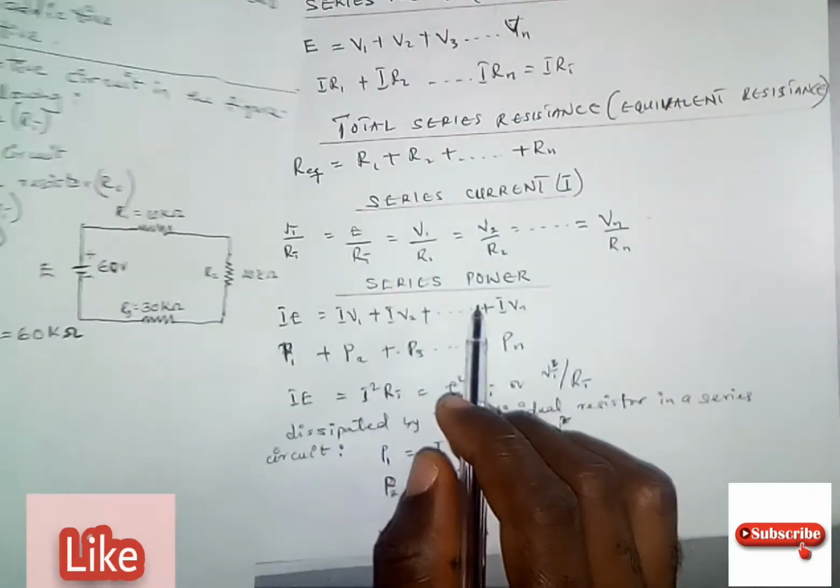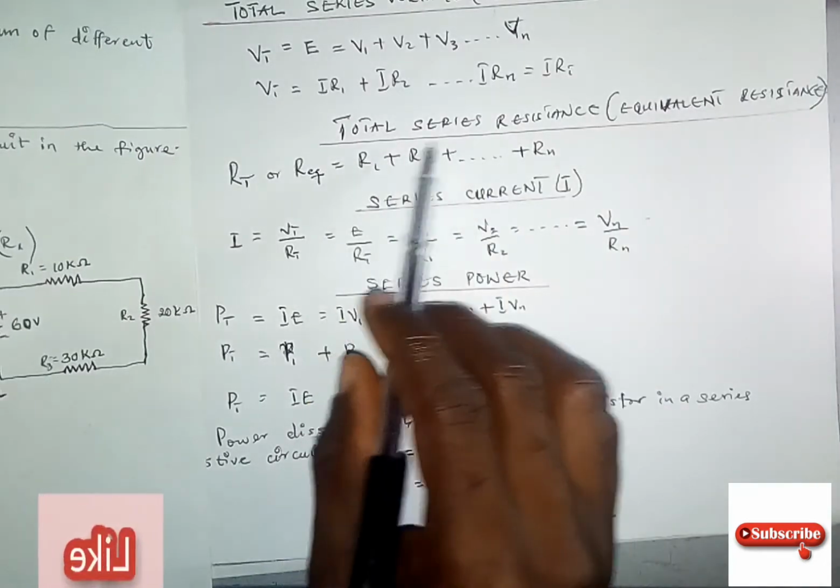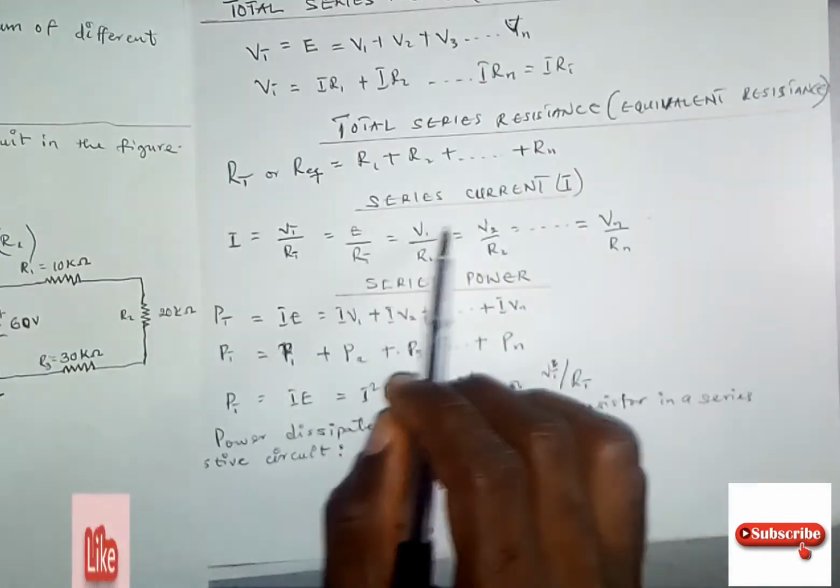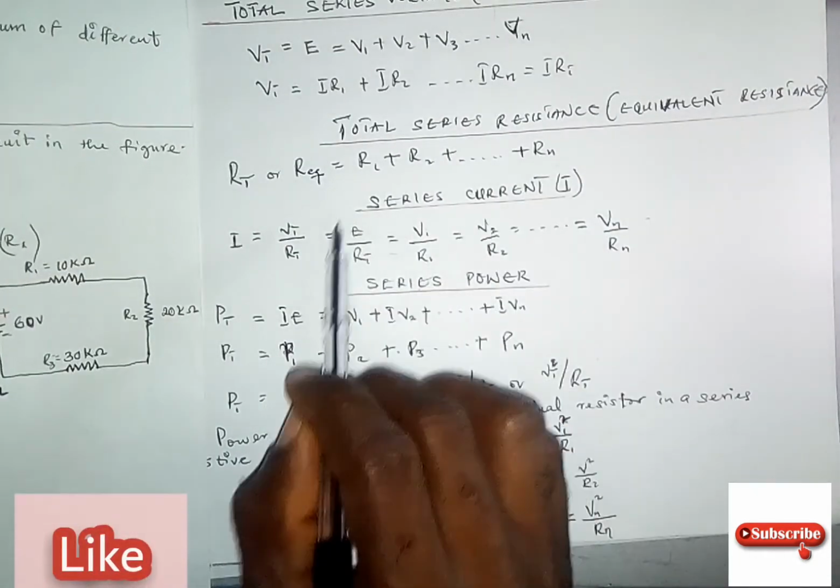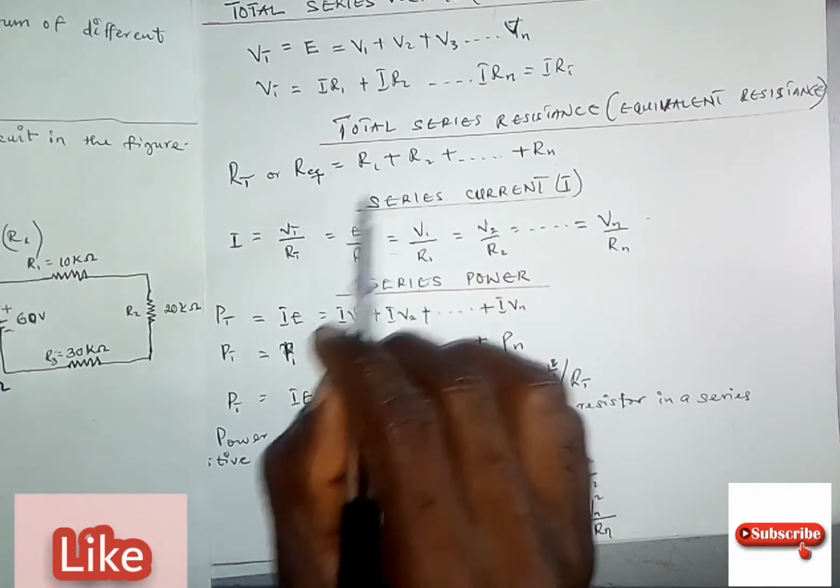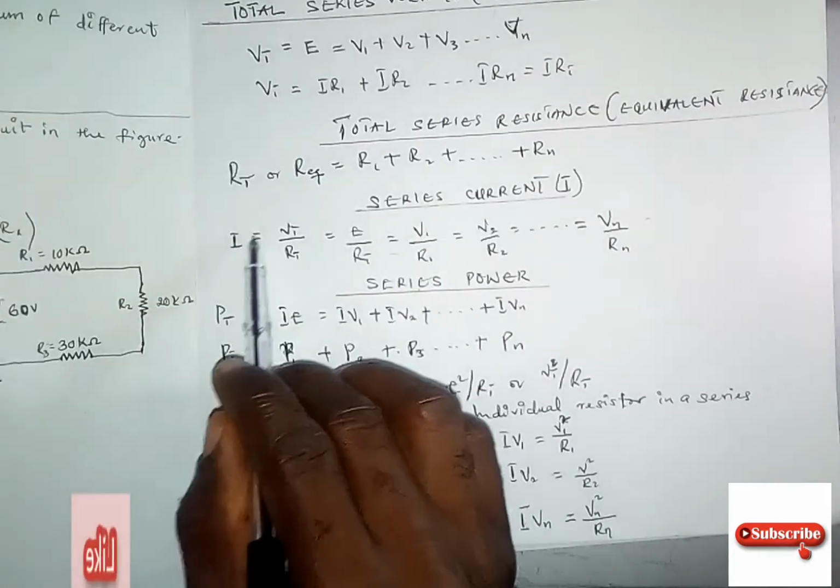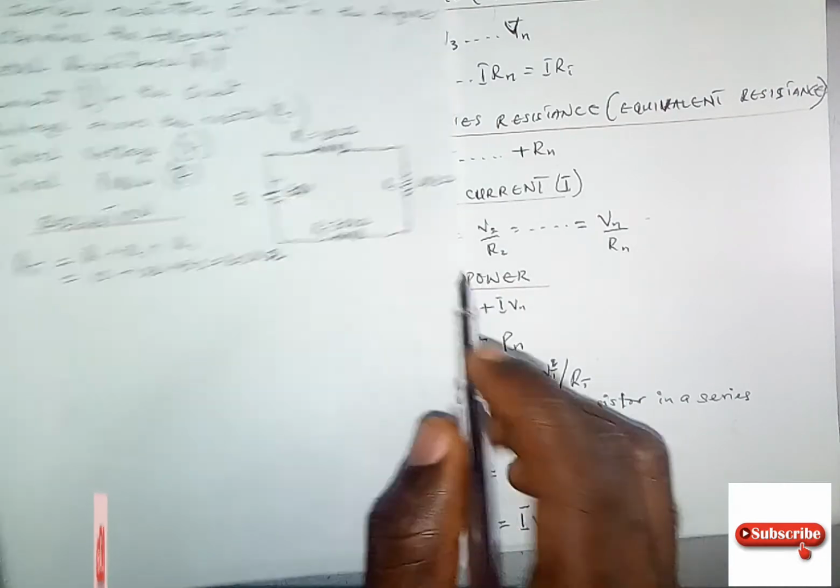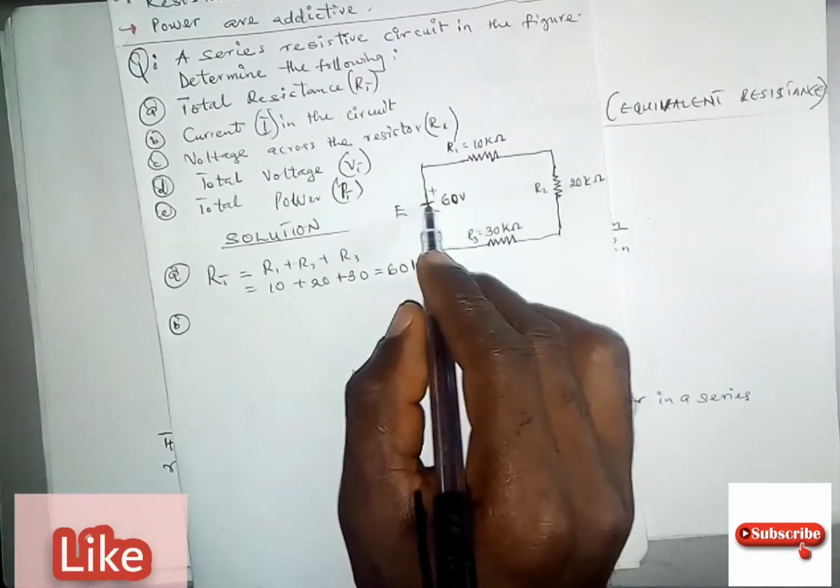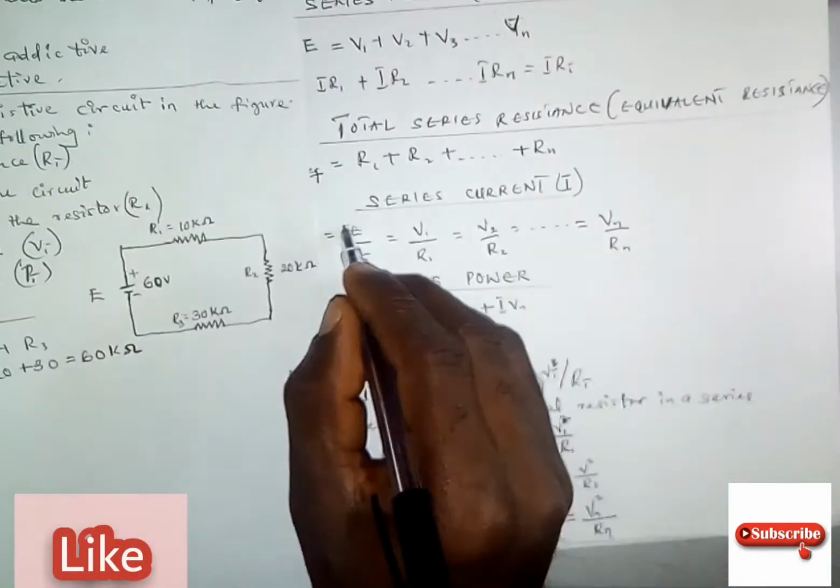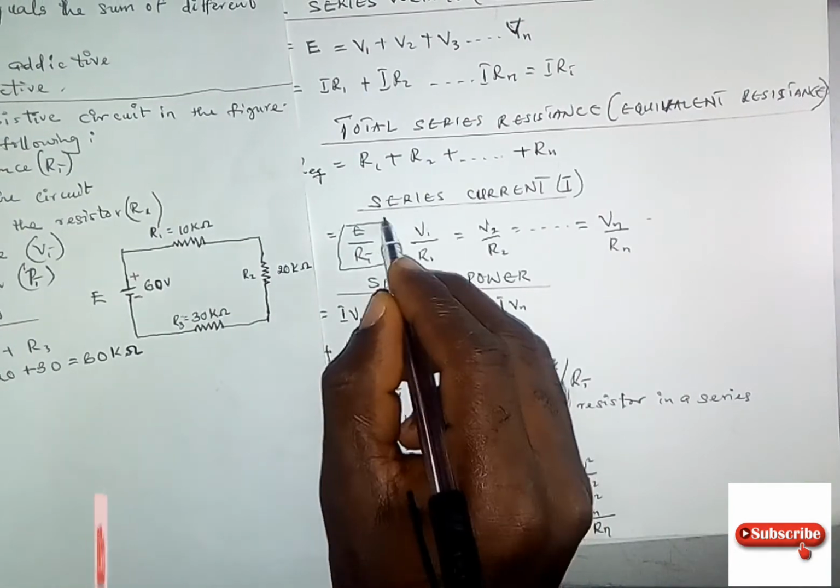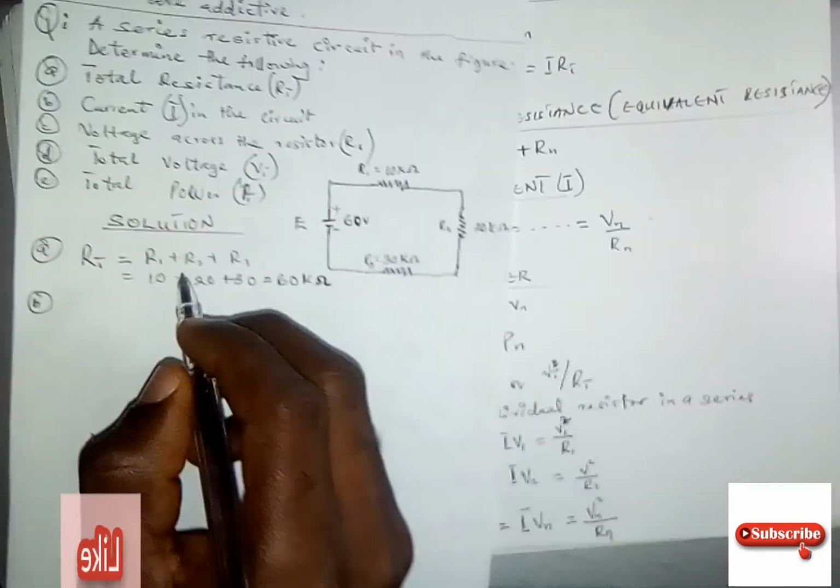So if you are going to find the current in the circuit, we have been told that the current in a resistive series circuit is always the same throughout, whatsoever might be the units of the circuit. So we are making use of this. Let's take a look at this one.